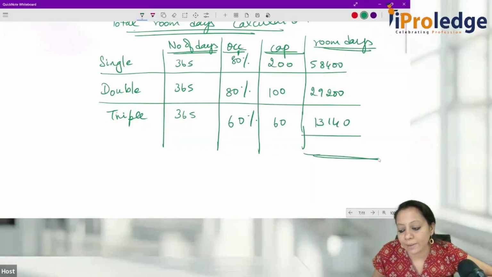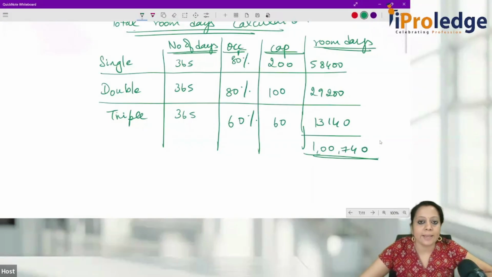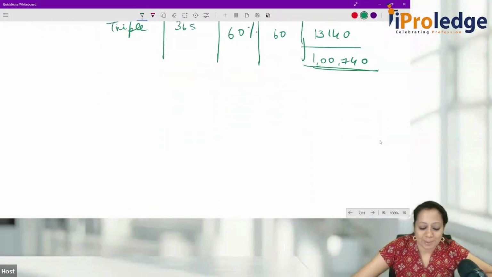Okay. So now we will calculate the total room days. 29,200 plus 58,400. That is 1,740. Just we will calculate and keep. We are not going to do anything with that. Shall we proceed, everyone? Right.